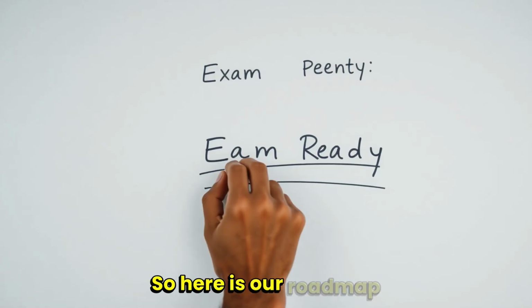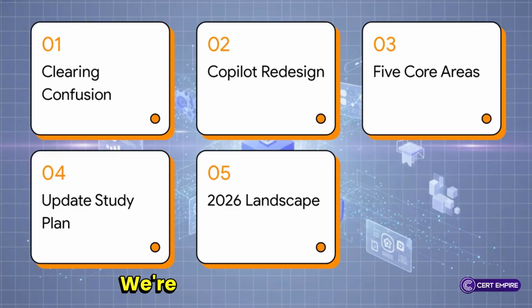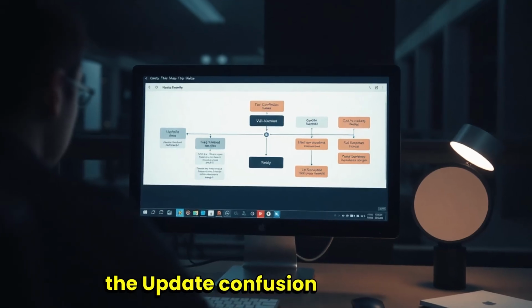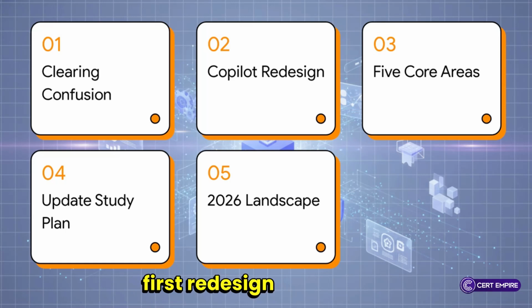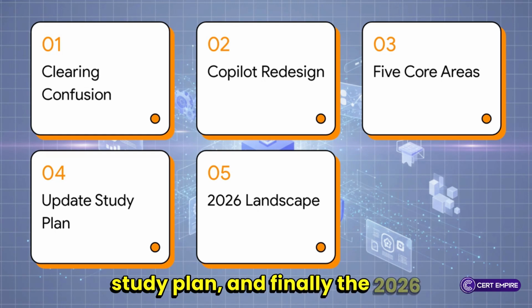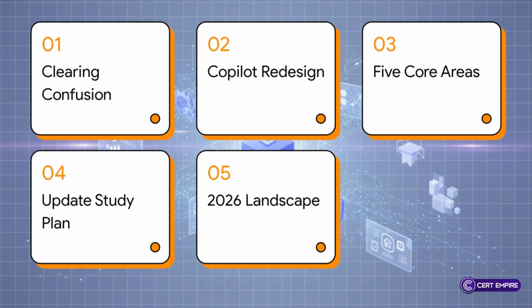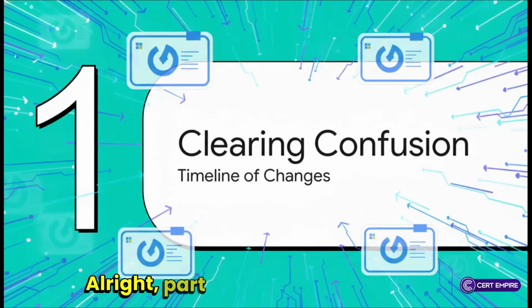So here is our roadmap to get you exam ready. We're going to cover clearing the update confusion, the Copilot-first redesign, the 5 core areas, updating your study plan, and finally, the 2026 certification landscape. Let's get to it. All right, part 1, clearing the update confusion.